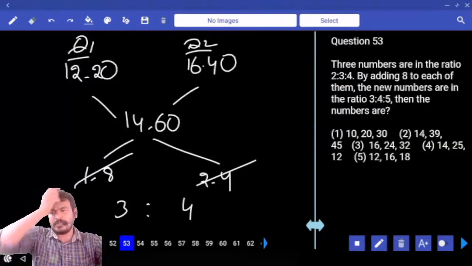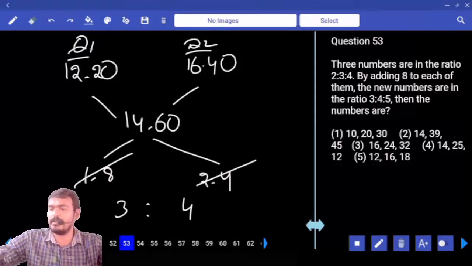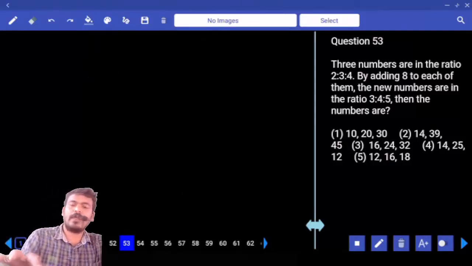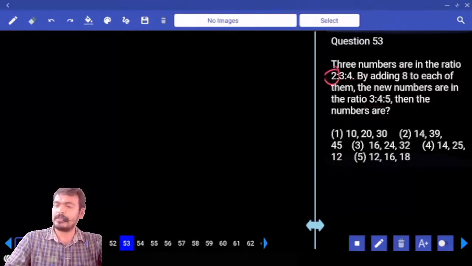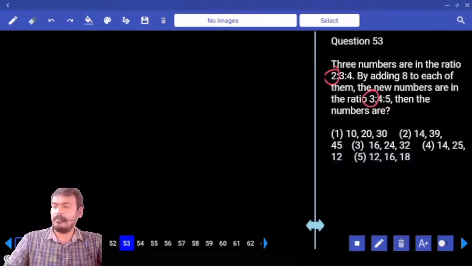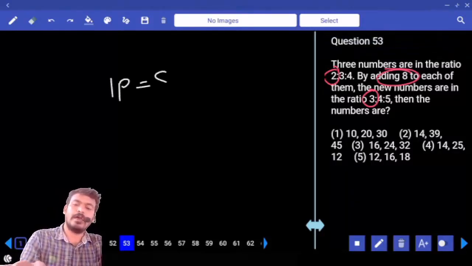Next question number 53. Three numbers are in the ratio of which one? 2:3:4. By adding 8 to each of them, the new numbers are in the ratio of 3:4:5. Find the numbers or not? Before adding the 8, what was the ratio? 2:3:4. After adding the ratio becomes 3:4:5. Each one, how many parts are increased? One part. But each one, how much value are increased? 8 or not? Then every one part we return 8 or not?